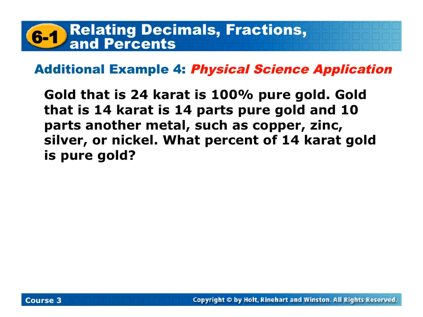Let's look at a real life example of how we can change between decimals, fractions, and percent. Gold that is 24 karat is considered 100% pure gold. So if you bought a 24 karat gold ring, it would be pure gold.